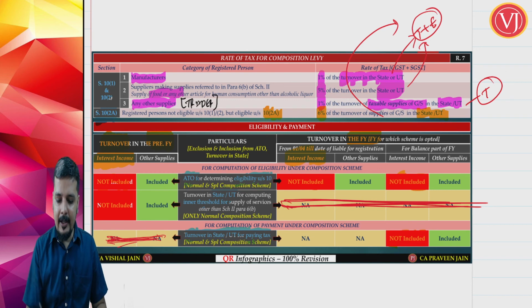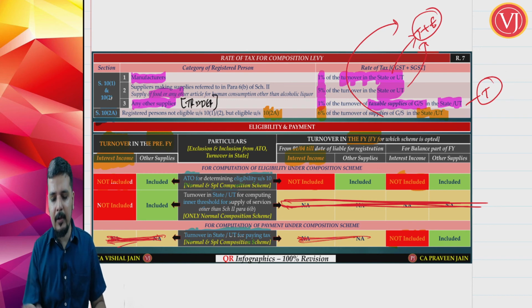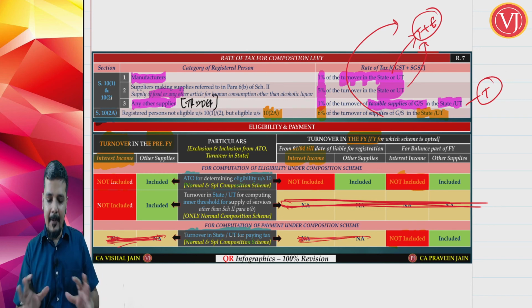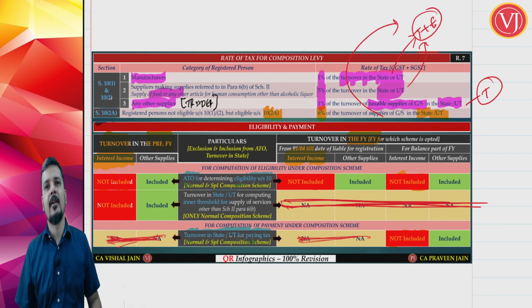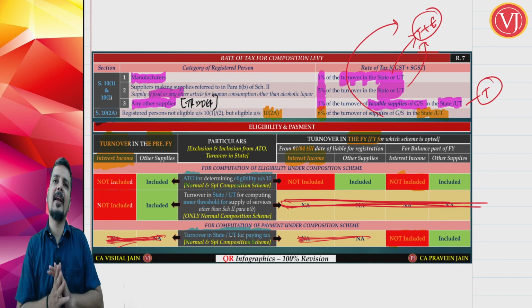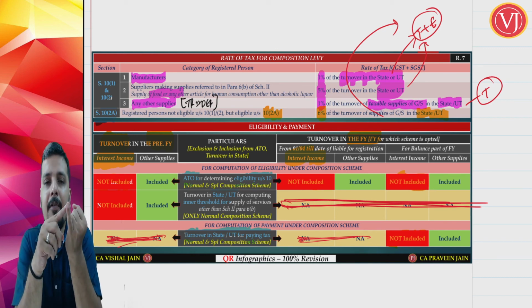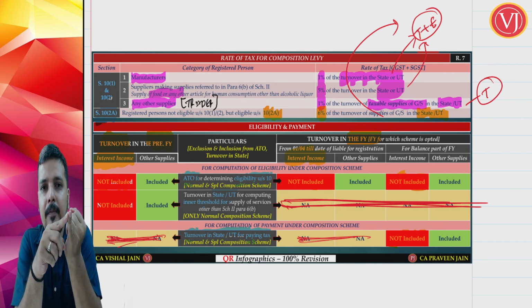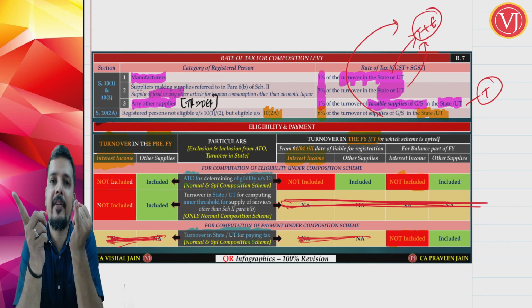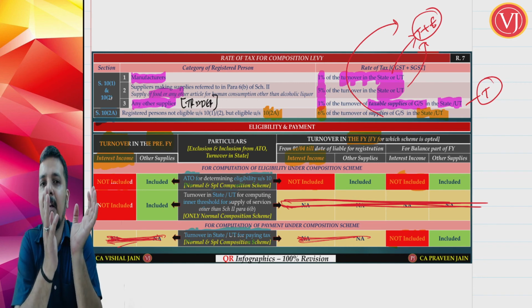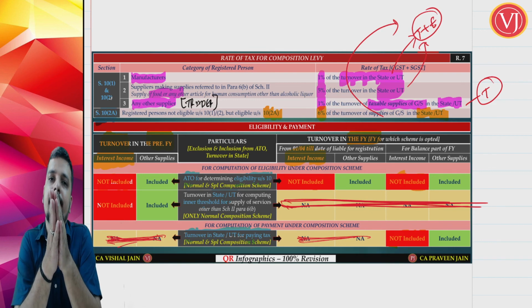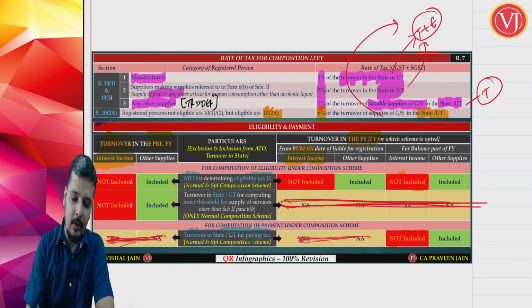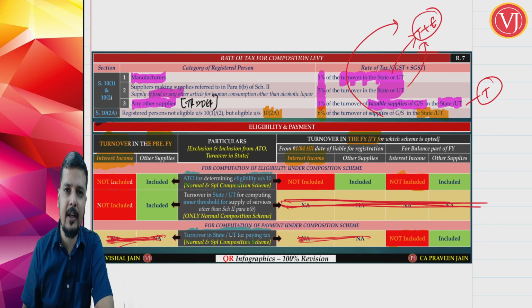And in the current year, till you get registration, forget about all the supplies. Friends, I am making this pretty simple. This is a chart that may help for revision. You use three types of turnover here. One is aggregate turnover, both for the previous year and the current year, checking 150 lakhs, 75 lakhs, 50 lakhs. In that, for the previous year as well as the current year, you don't include interest income. Include other supplies, both for the previous year as well as the current year.